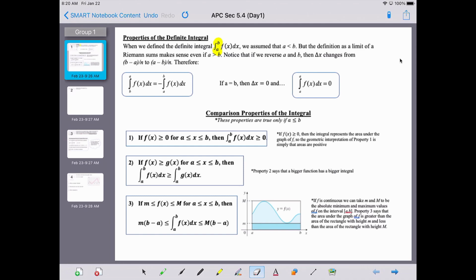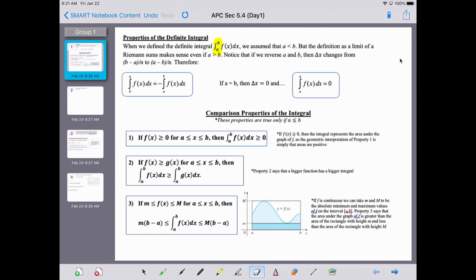Finally, property 3 says that if we have some value, we'll call it little m, which is less than or equal to the value of our function, and we have some value, we'll call it big M, which is greater than or equal to the value of our function over some interval a to b, then little m times our interval (b minus a) is less than or equal to the integral from a to b of f of x dx, which is less than or equal to big M times (b minus a).